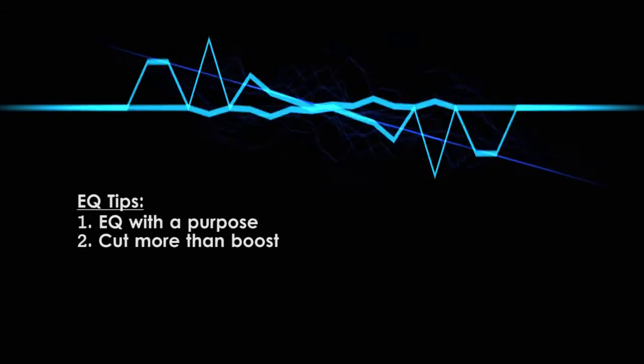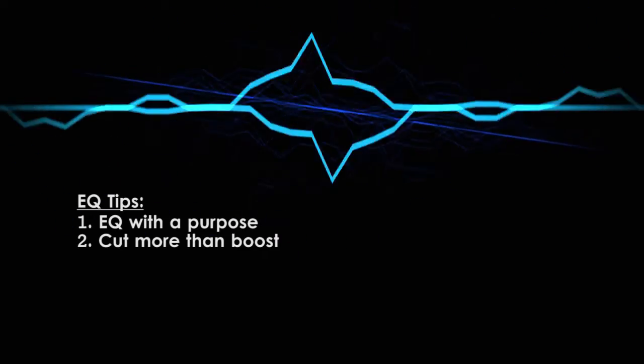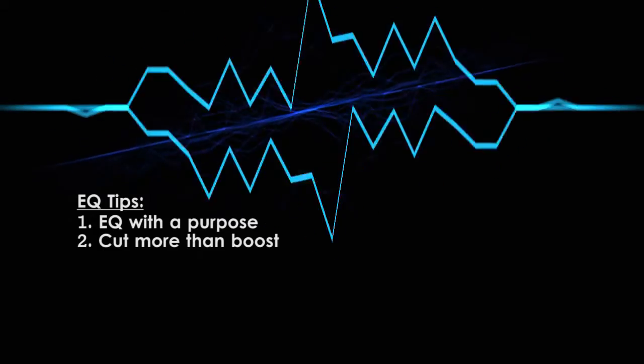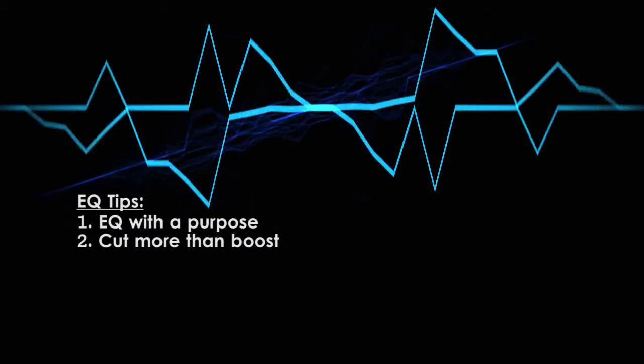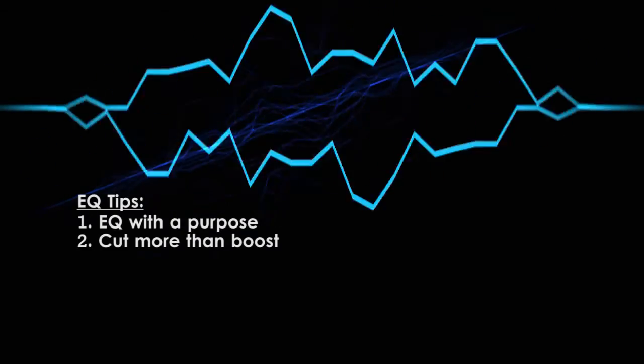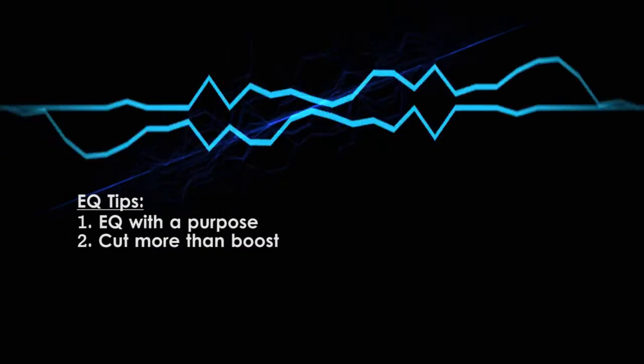Second, try to cut more than you boost. This makes your audio quieter, which conserves your headroom. Headroom is the distance between the loudest peaks of your audio and the 0 dB ceiling. The more headroom you have, the more options you have when setting the levels of your tracks, which will help you achieve a better mix balance.